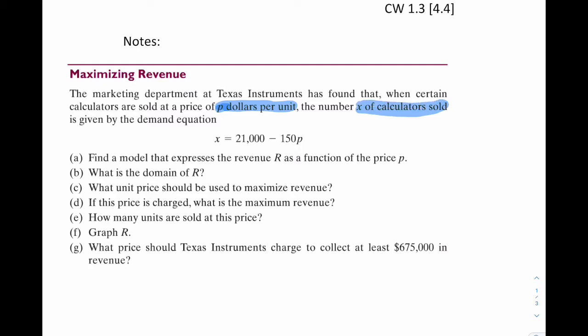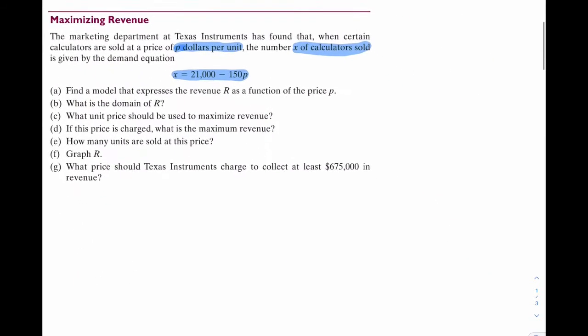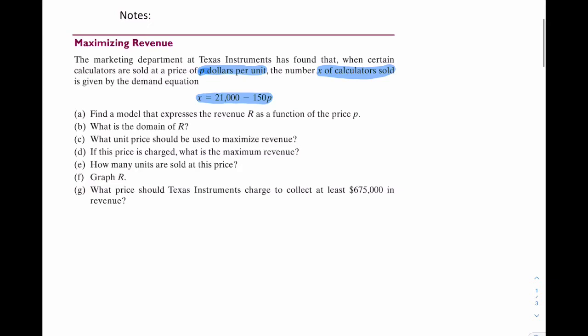is given by the demand equation. X is equal to 21,000 minus 150p. Okay, so that's just some general information. Let's do letter A. Find a model. So if you ever see find a model, that means find an equation that expresses the revenue as a function of the price. So to do A, this takes a little bit of common sense.